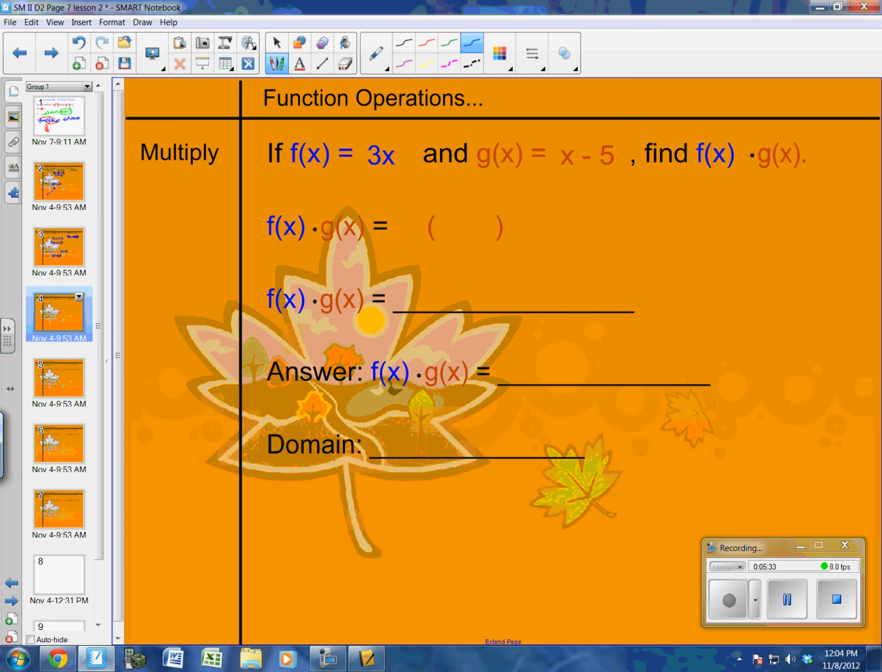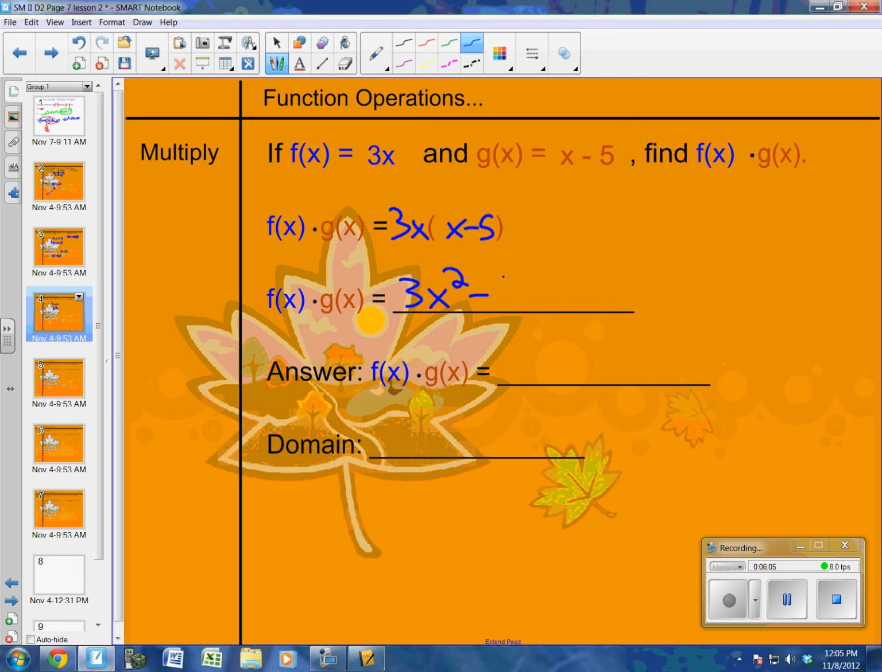Next one, we're going to do f times g. Well, I would FOIL, except we don't need to. Why? F of x is only one term. It's a monomial times a binomial, right? If I have a monomial times a binomial, I don't need to FOIL. But I do need to distribute. What is the answer going to be right here?